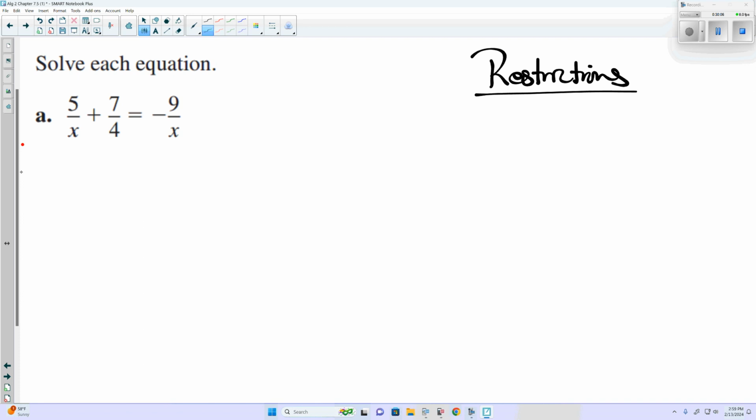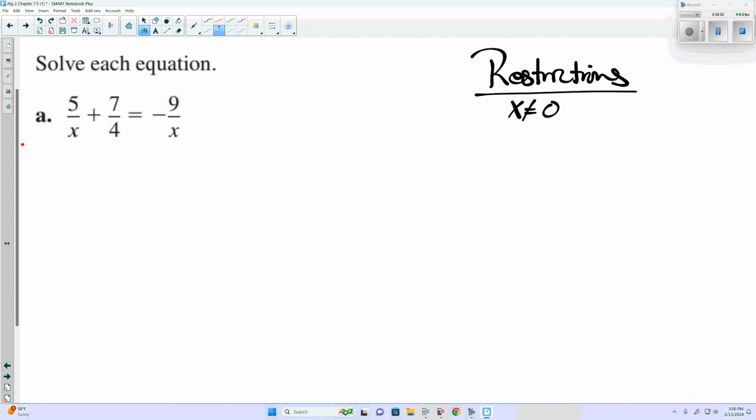This is the last one we're going to look at today. 5 over x plus 7 over 4 equals negative 9 over x. Now this time, the two places we have x in the denominator are 5 over x and negative 9 over x, yes? Does the 4 have an x next to it? No, so is there any way we can make that 4 be 0? No. So the only places where we can actually have a division of 0 is the 5 over x and negative 9 over x. And in both of those spots, x is by itself, so x cannot be 0.